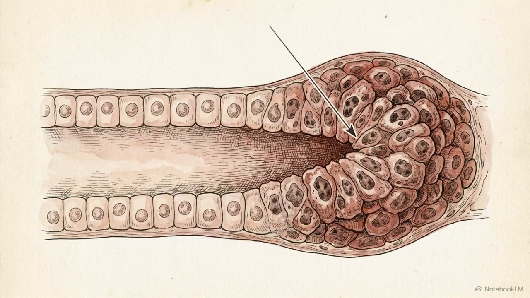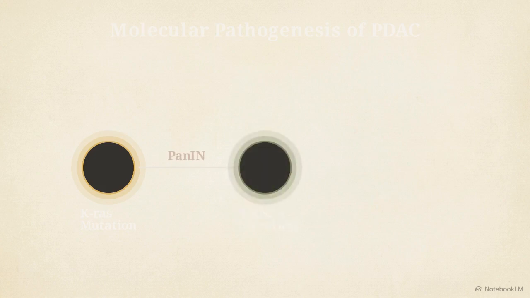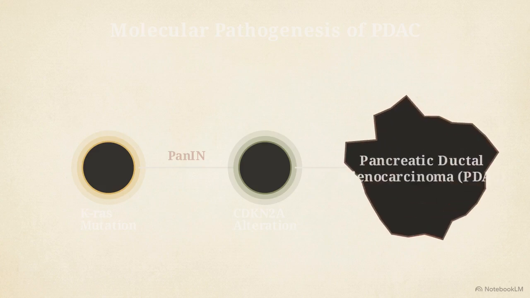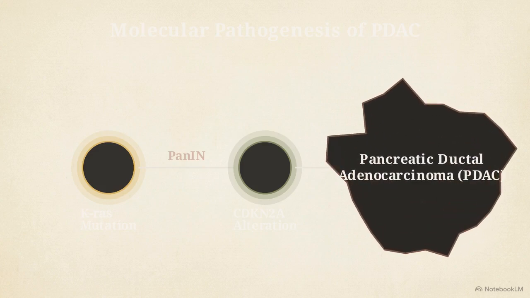It originates directly from the ductal epithelium, developing predictably from an in situ precursor lesion known as pancreatic intraepithelial neoplasia, or PANIN. This maps the molecular pathogenesis of PDAC. The sequence begins with a first hit, a mutation in the KRAS gene, the most frequent oncogenic event. Next, an intermediate alteration in the CDKN2A gene compromises regulation, paving the way for the final hit, a p53 tumor suppressor mutation, locking the cell into malignant growth.